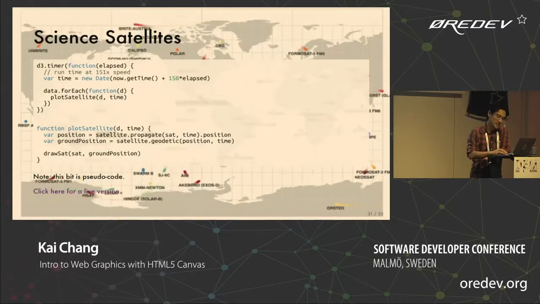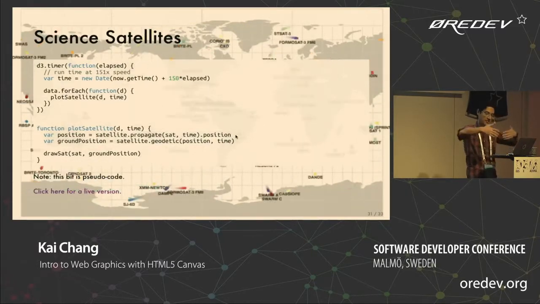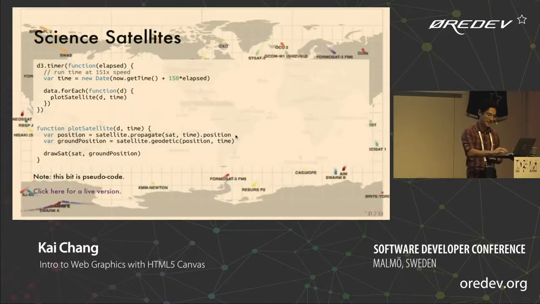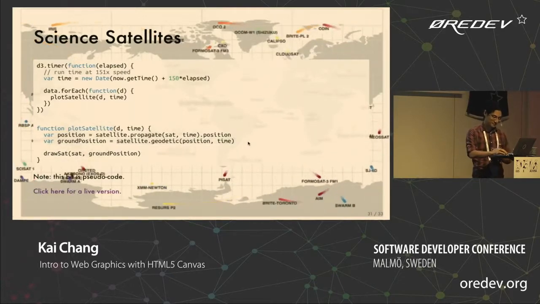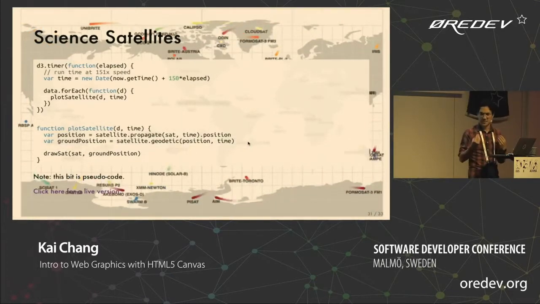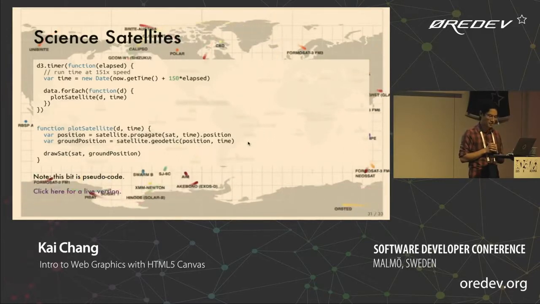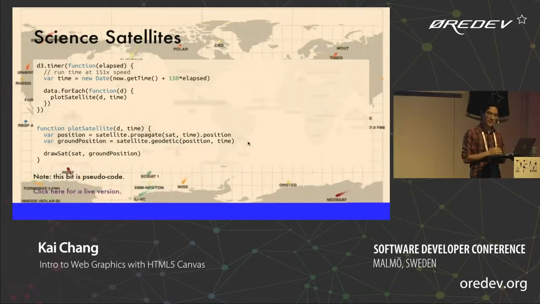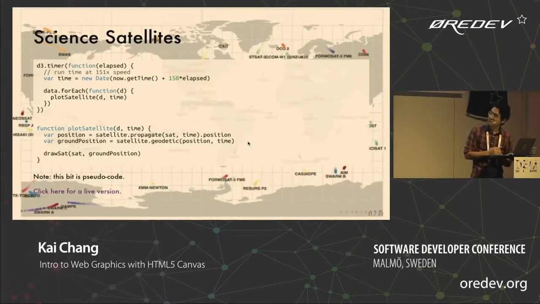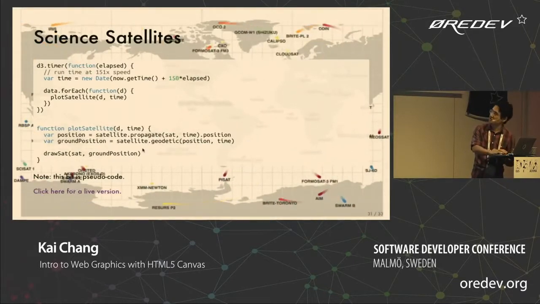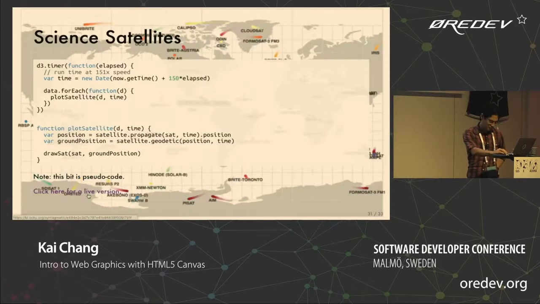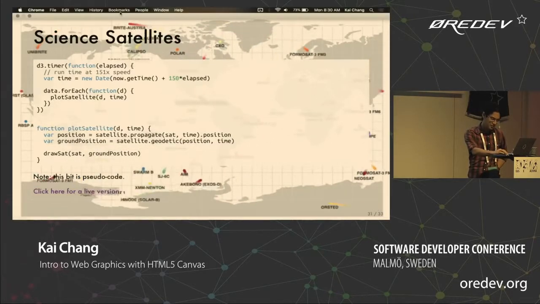And then you can use a library, satellite.js, to actually propagate out where that satellite will be and then get the ground position. And then that ground position is now in longitude, latitude coordinates, which you can pass into the geographic projection just like D3 had, and then draw the satellite. So here's a live version that you could click through.